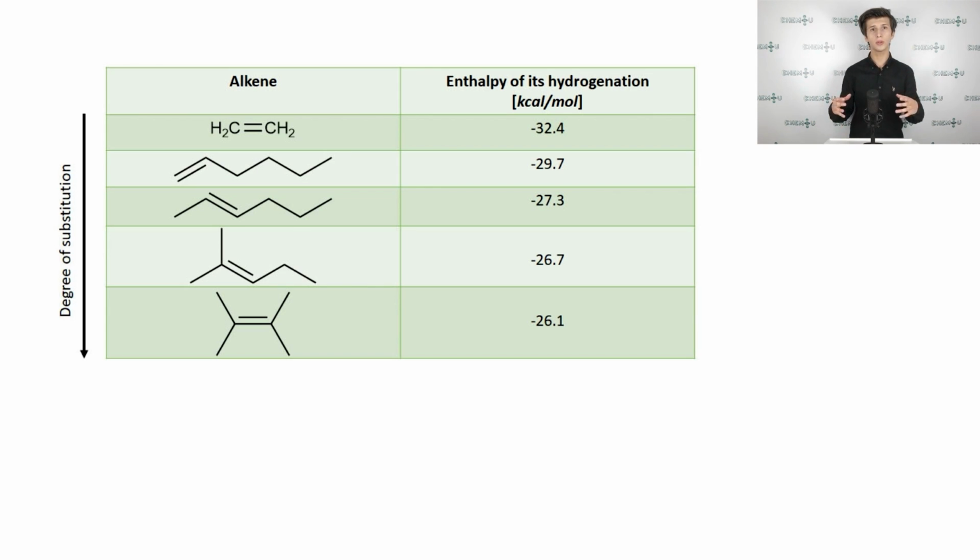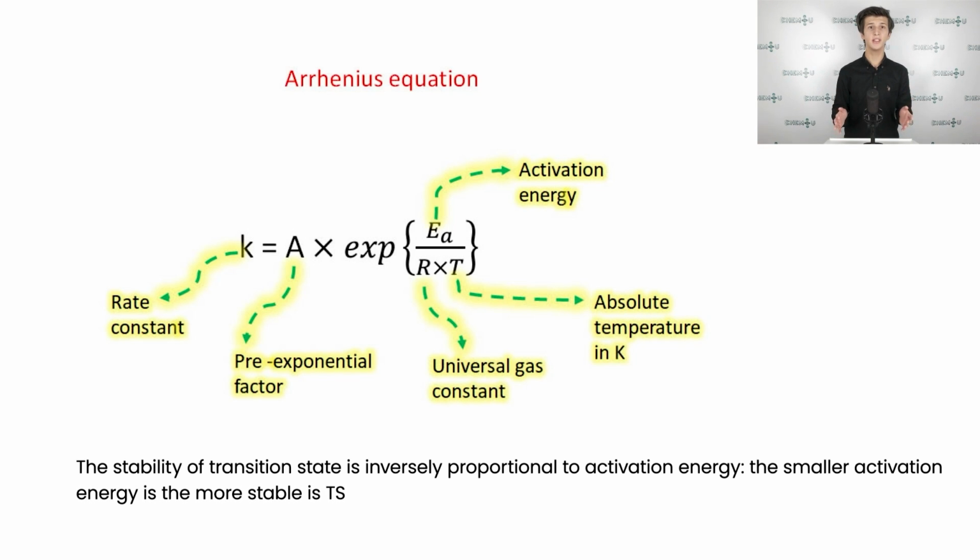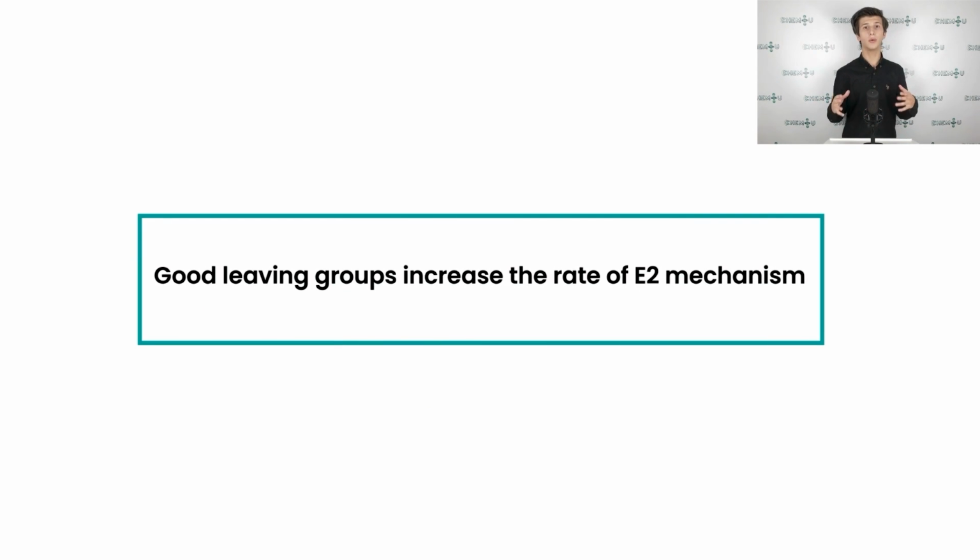The same trend is also valid for corresponding transition states. The higher is substitution, the more stable is the transition state. According to the well-known Arrhenius equation, the more stable the transition state is, the bigger is the rate constant, so the reaction proceeds faster. The effect of the leaving group is the same as for E1 mechanism. The better it is, the faster C-X bond is cleaved, thus favoring E2 mechanism. It is important to note that good leaving groups often represent weak bases, and they should be weaker than bases initially used for elimination reaction.